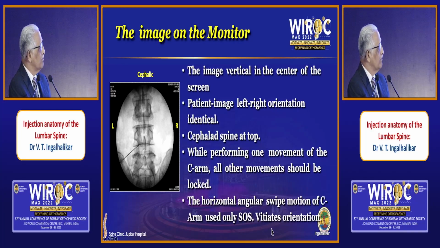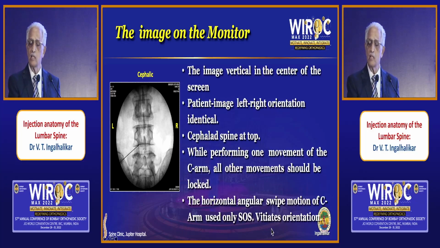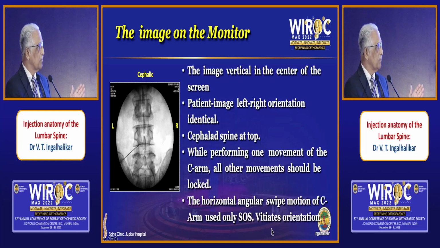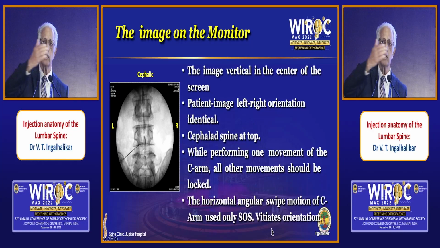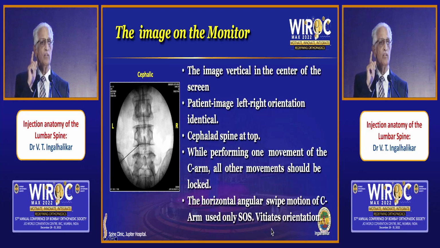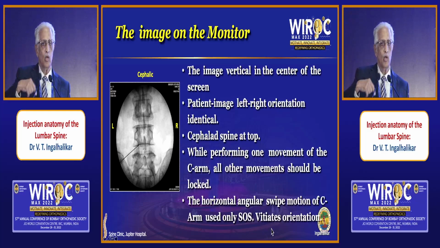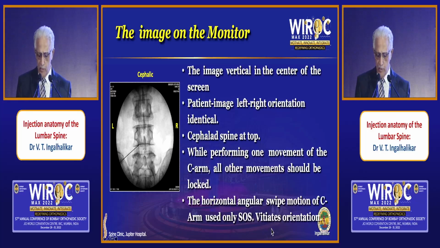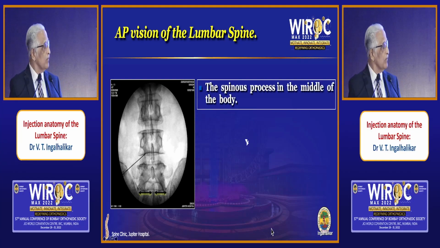Then, while performing one movement, you must lock the other movements of the C-arm. Otherwise, the whole setup gets like that. The C-arm generally has a horizontal swipe. Try not to use it because that can vitiate the image. It also has the ability to rotate around its own head axis. Don't do that. Both those things will vitiate the image. You'll get into difficulty.